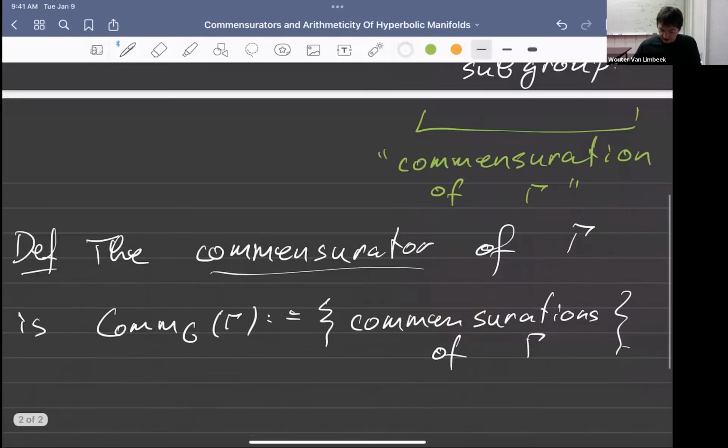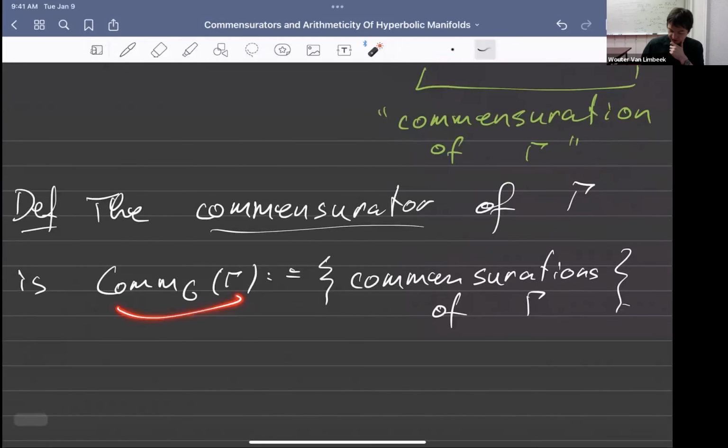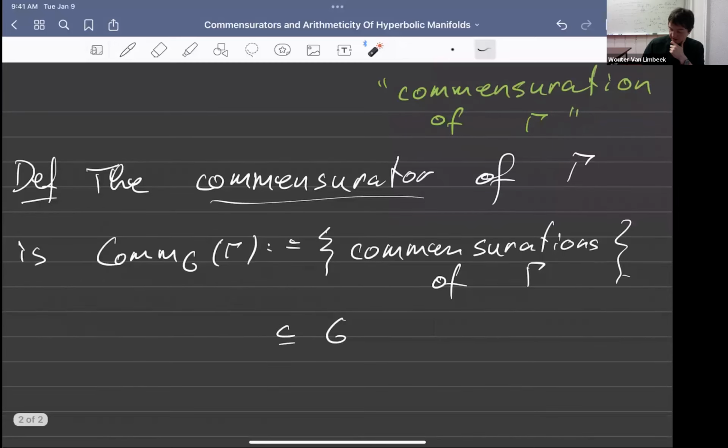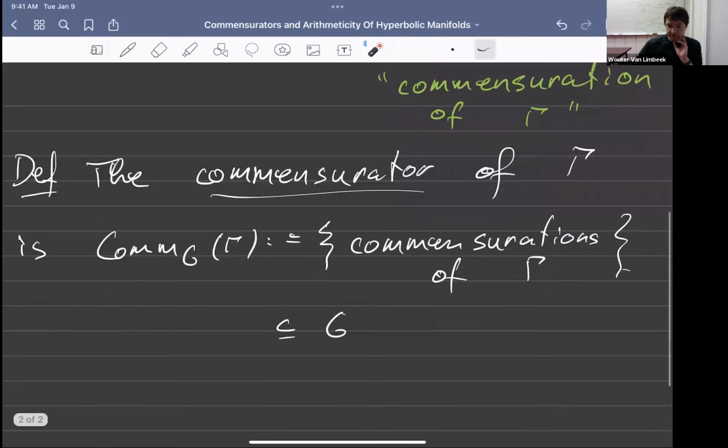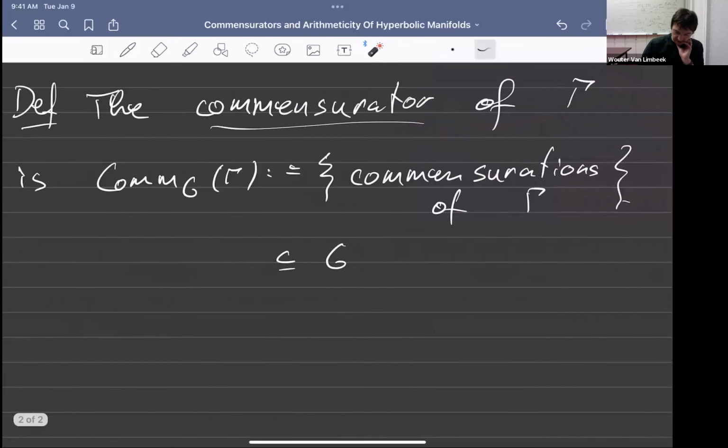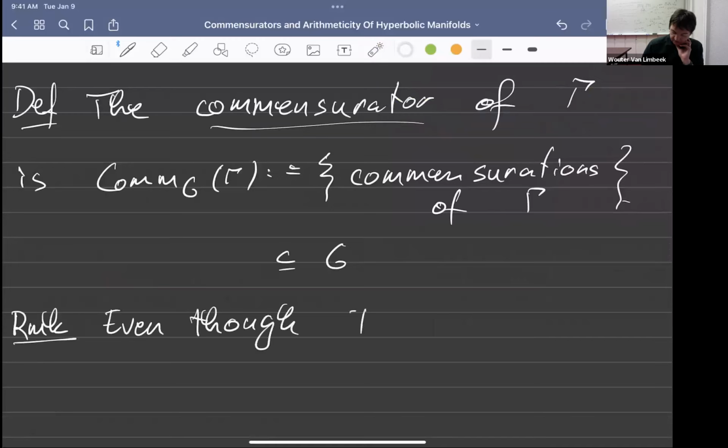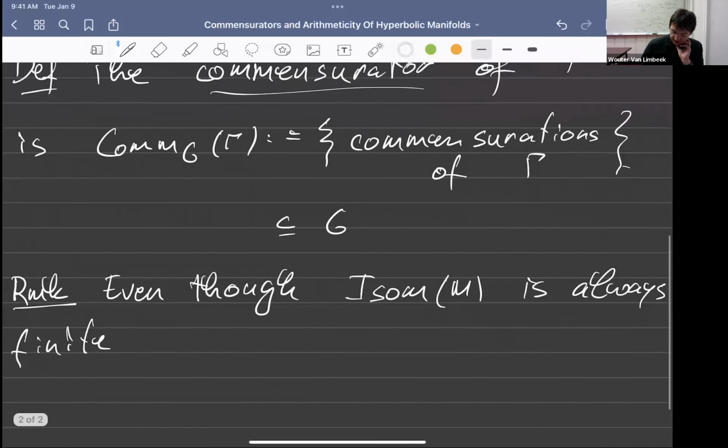Okay, and so this subgroup of G, it sits inside G, somehow classifies all the isometries between finite covers of M. And now, kind of a cool observation is that even though the group of isometries of M is always finite, this is not true for these virtual isometries.